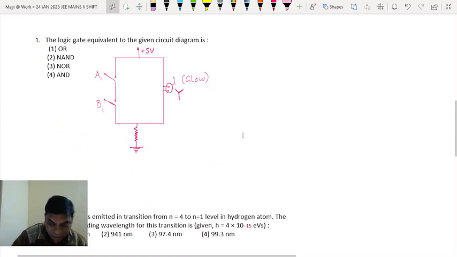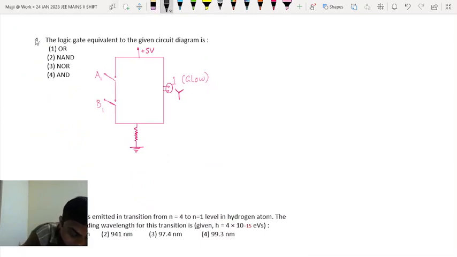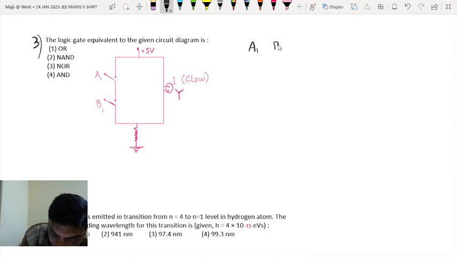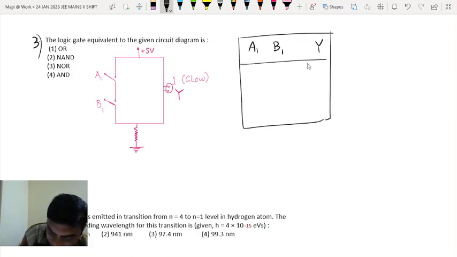Then the third question. The logic gate equivalent to the given circuit diagram. The best way to solve this is by drawing a truth table. So let us form the truth table, and then we can immediately check what is happening there.